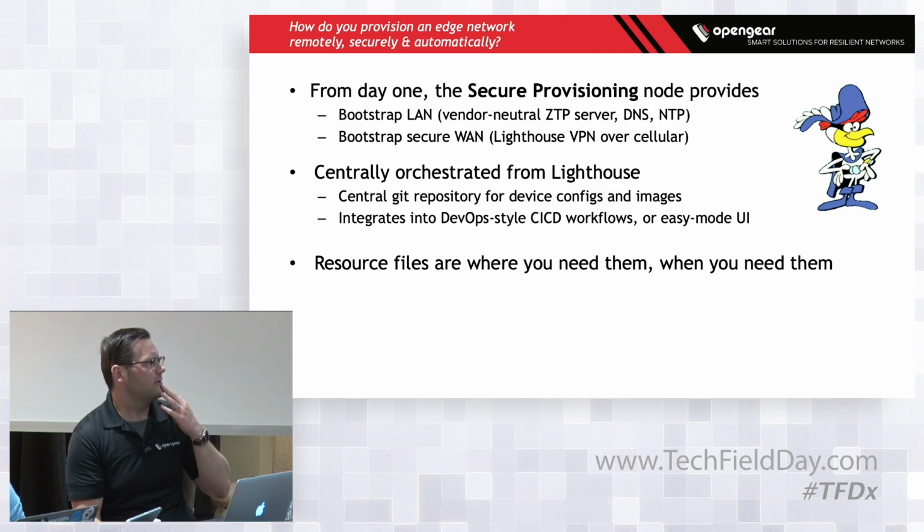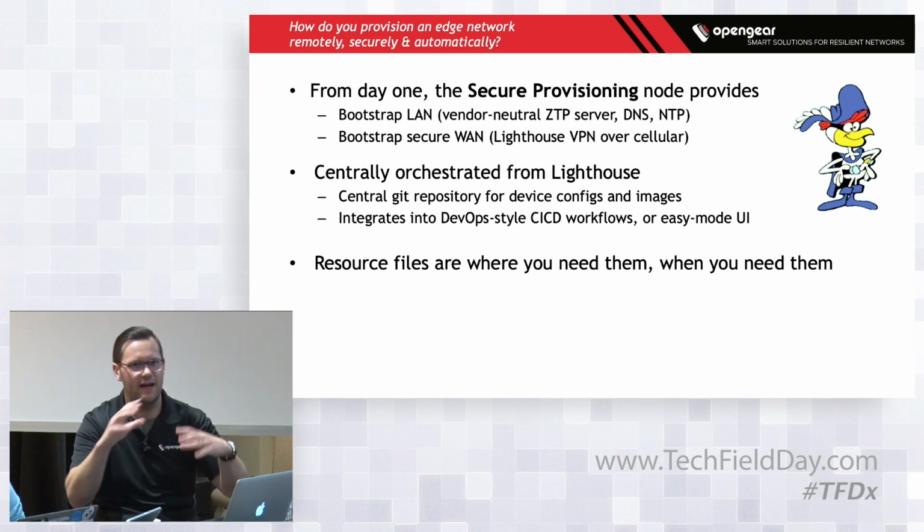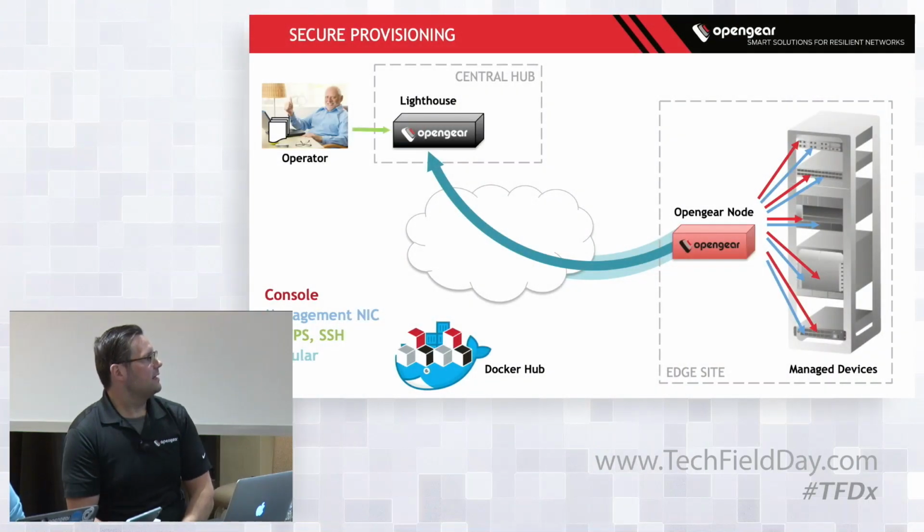So I guess the other point to make here is once a secure provisioning node has been actually activated and has had all these resources deployed to it, it's a fully standalone independent unit. So it is a provisioning node independent of any other kind of connectivity. So even if it loses connection to Lighthouse for whatever reason, you can still rebuild your network. You can still do all those provisioning operations because those resources are all stored on site securely in the encrypted storage in the node.